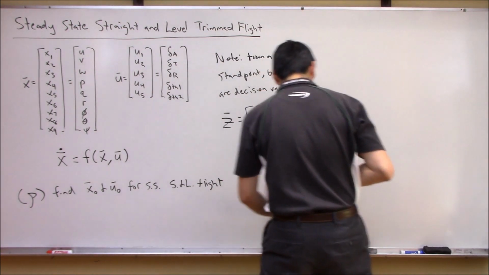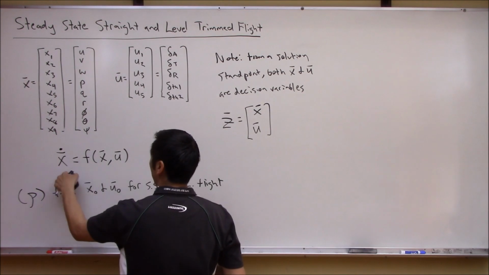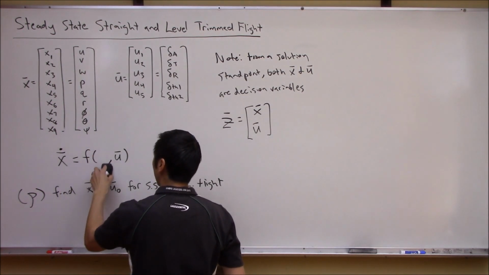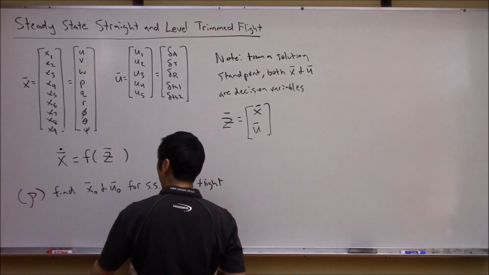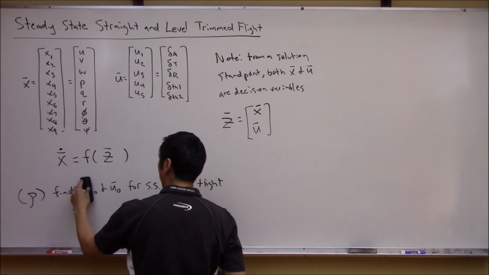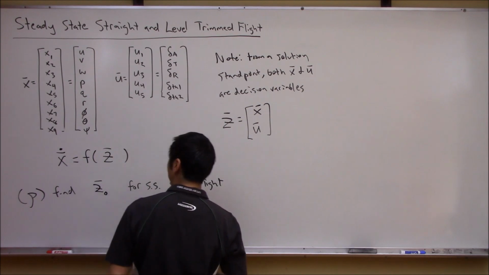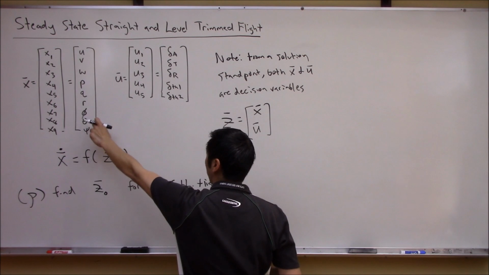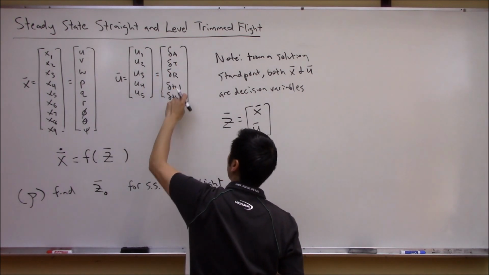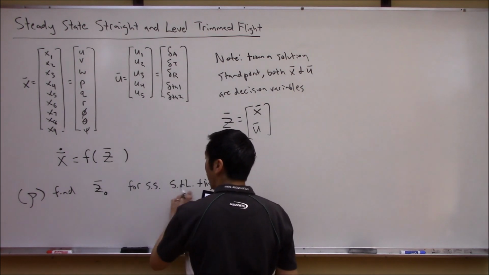So let's revise this slightly. x dot is f of, let's make this a function of z, right? And all I'm trying to do is, again, find these 9 numbers and 5 numbers. So really, I'm just trying to find 14 values, z naught: all the U, V, W, P, Q, R, phi, theta, psi, aileron, tail, rudder, and 2 throttles. That will get me steady state, straight, and level flight, okay? So that's the game plan.